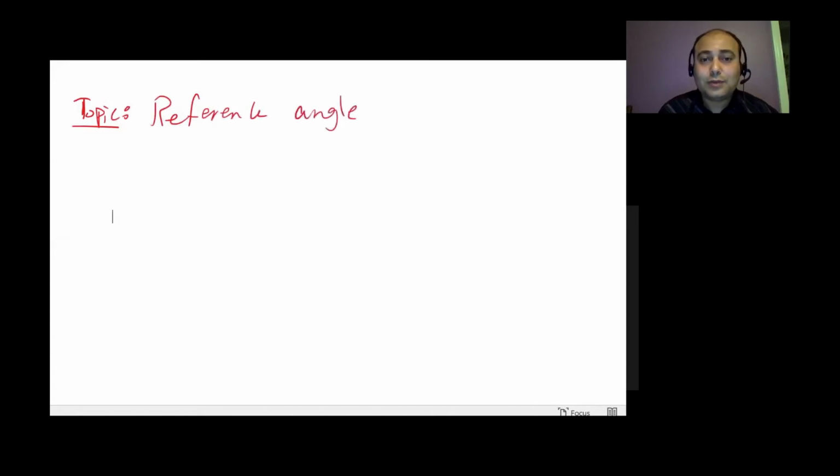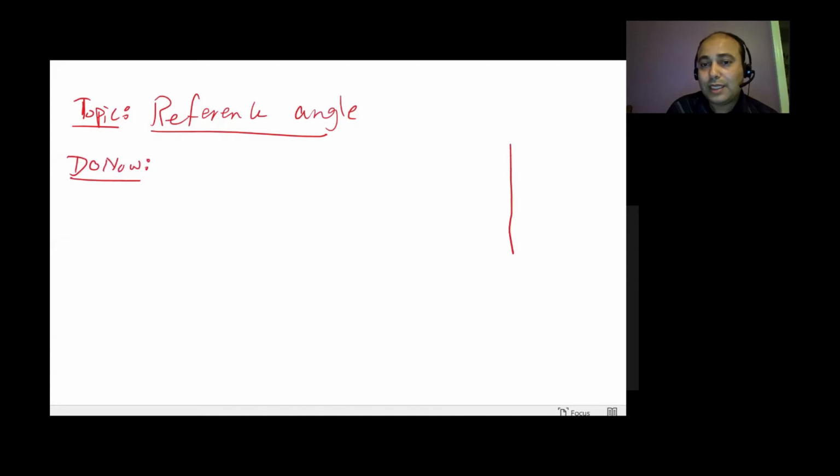All right. So we are going to be talking, if you have a notebook or anything, please get it out and try to write down the topic. It's about the reference angle. That's what I'm going to start with today, reference angle.